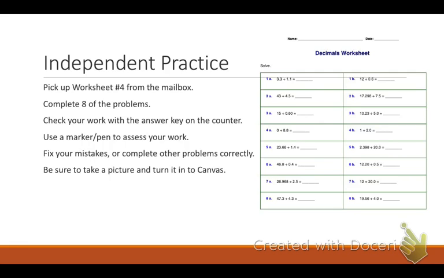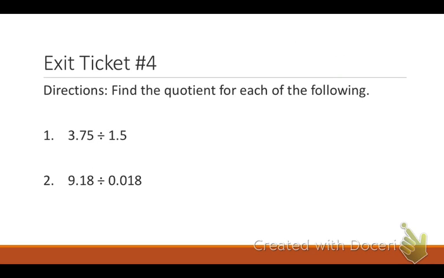When you're done with that, you're going to complete this exit ticket. It's exit ticket number 4. It's in the gray mailbox. And when you're done with that, you're going to come and show me. I need to see your work. And like I said, our goal is that we are dividing with decimals. First through 4th periods, you need to get at least one of these correct out of the 2. But hey, just go for both of them. And 6th and 7th, you need to get both of them correct. Okay.